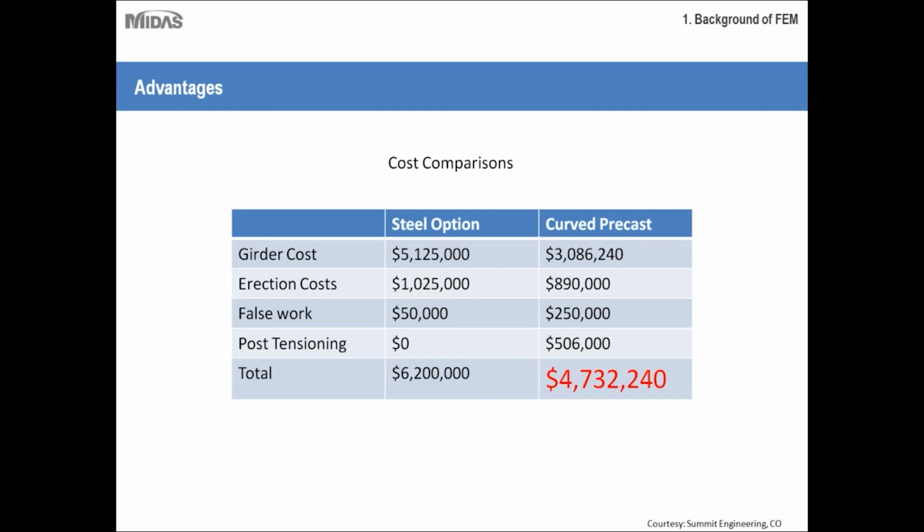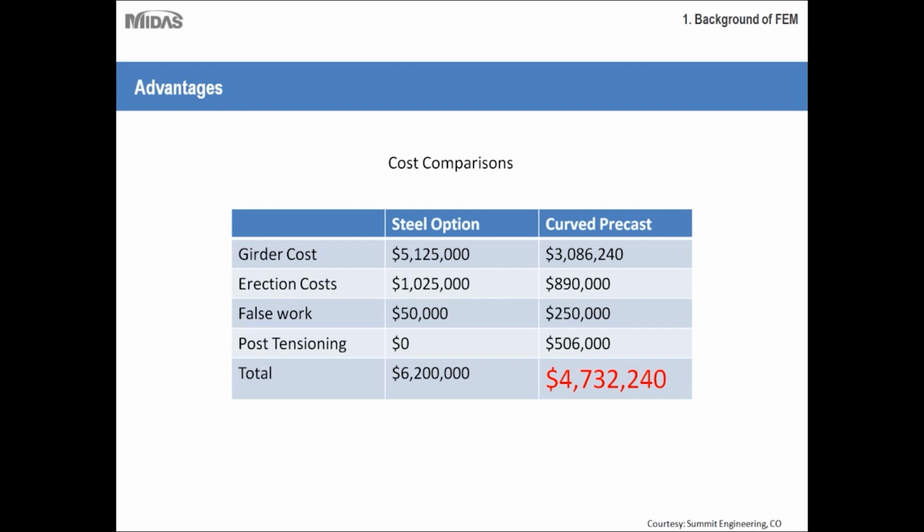So as you can see here, as compared to the steel option, the girder cost is much more economical because concrete any day is cheaper than steel. The second thing, if you compare, is the erection cost, and steel always has a higher erection cost as compared to precast girders. Then false work. Agreed, steel requires less false work because you don't have to cast any part of the steel girder, whereas curved precast girders require false work quite often.